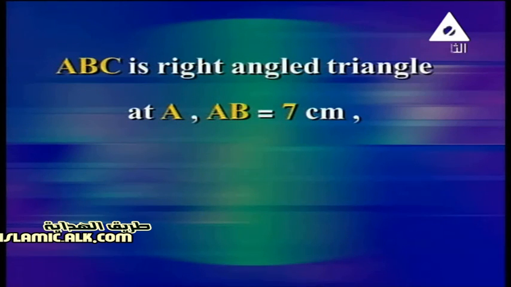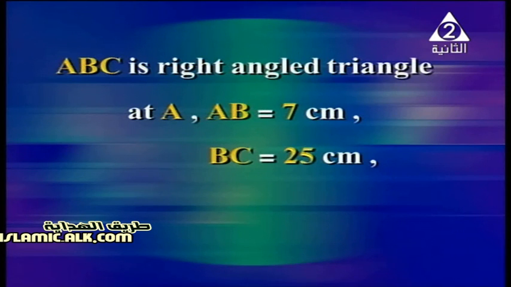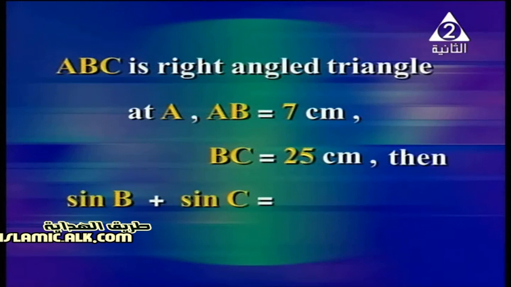ABC is a right angle triangle at A. AB equals 7 centimeters. BC equals 25 centimeters. Then sine B plus sine C equals what? At the very beginning, you must draw triangle ABC, right angle at A. So A equals 90 degrees. What about the length of the sides? Yes, that's correct. BC is 25 centimeters and AB equals 7 centimeters.